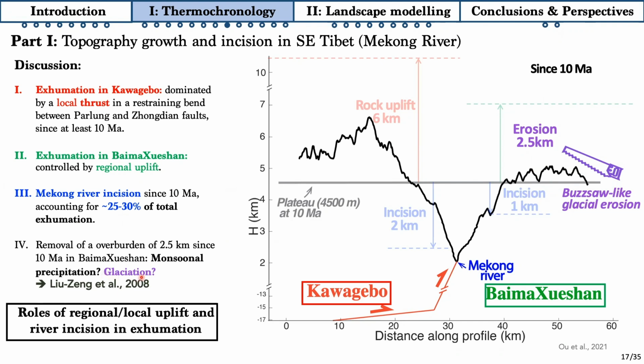So in the end, in the core area of the Three Rivers region, we succeeded to observe, investigate, and determine the different roles of the regional and local uplift, and also the river incision in the contrasting exhumation and topography evolution for those two massifs across the Mekong River. But that's quite cool.